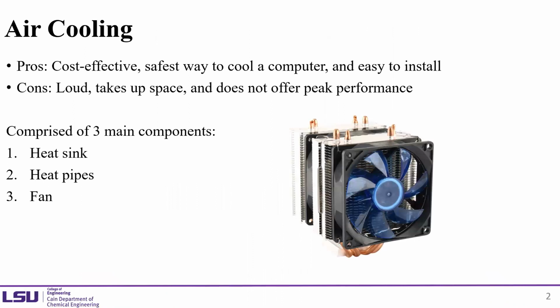So there's two types of major cooling that you can implement in a PC. The first one is air cooling, where the pros are that it's cost effective, it's the safest way to cool a computer, and it's super easy to install. Its cons are that it's loud, it takes up more space than other methods, and that it doesn't offer peak performance that those other methods offer. And it's comprised of three main components. The first one being the heatsink, heat pipes, and then lastly the fan, which as you can see in this picture over here to the right.